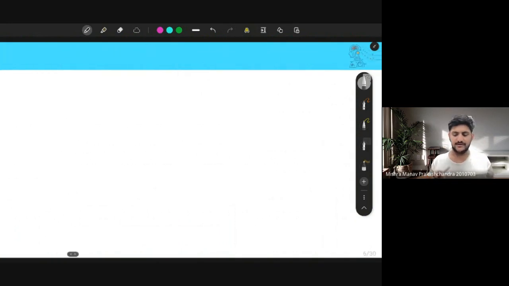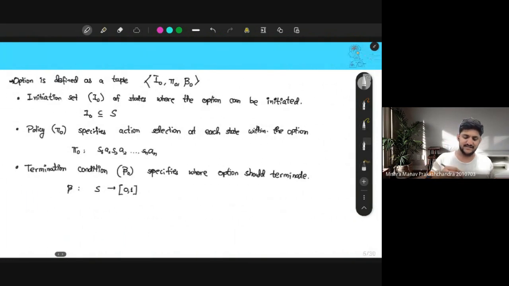Yeah. So after options, we define two types of options. One is a Markov option.